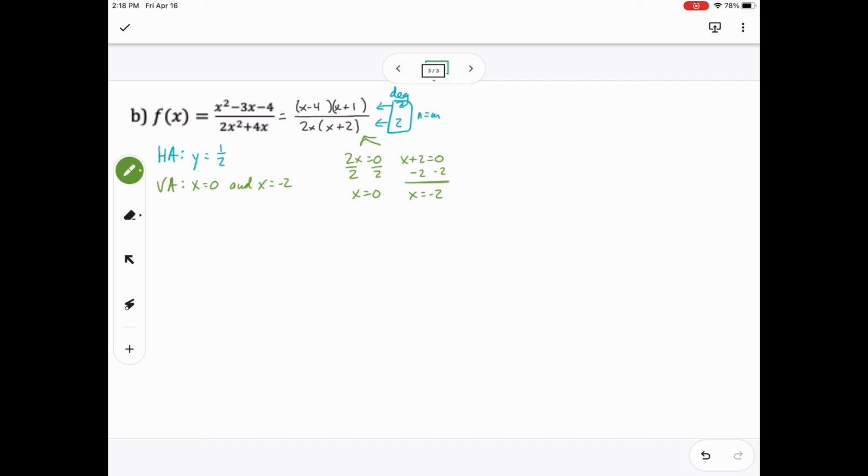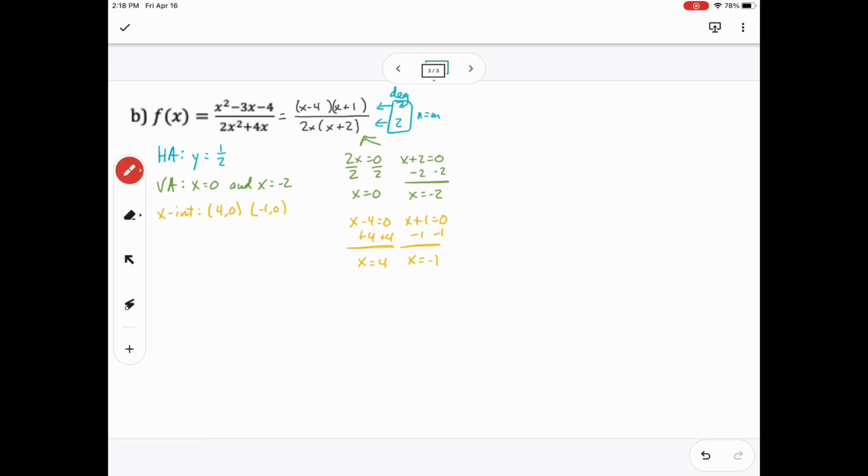Okay, and then from there, I want to look for my x-intercepts. That means I'm going to set the numerator equal to 0. So x minus 4 equals 0 and x plus 1 equals 0. That gets me x equals 4 and x equals -1. So I have an x-intercept at (4, 0) and an x-intercept at (-1, 0).